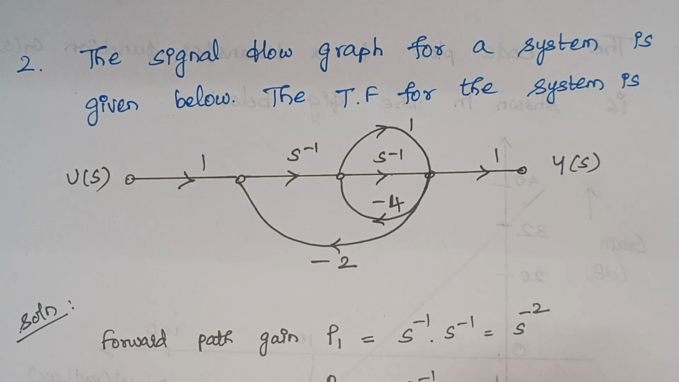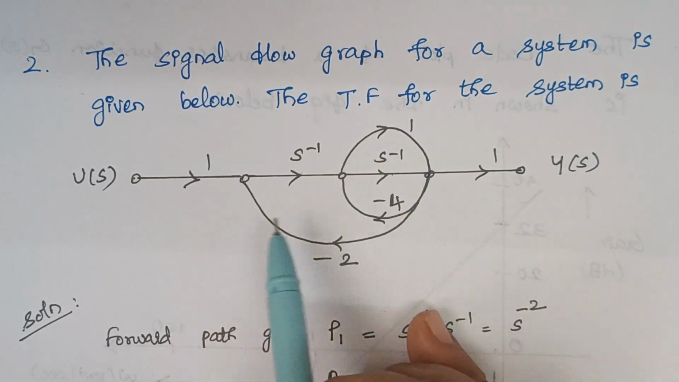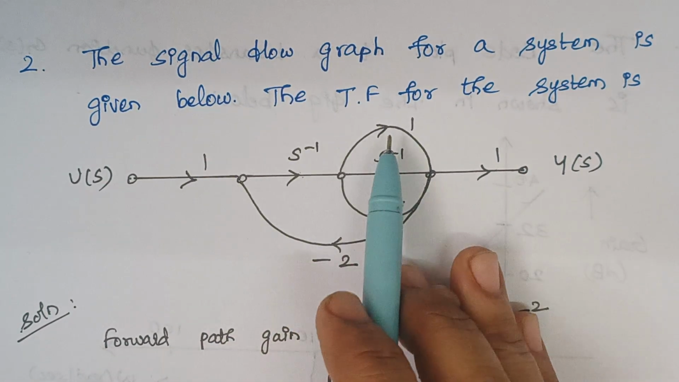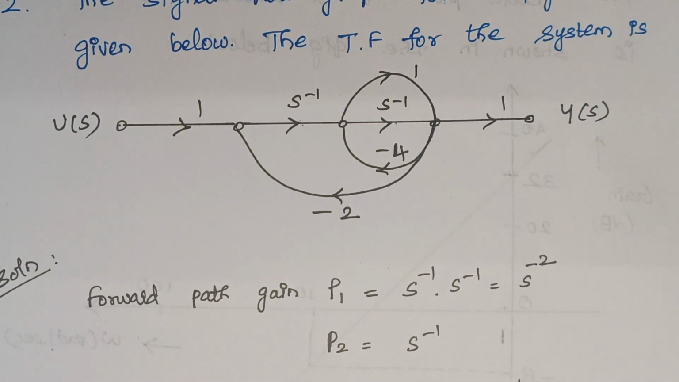And when you go for the second forward path, okay, this is your second forward path. So 1 into s to the power minus 1 into 1 into 1. So that gives s to the power minus 1. Right. Then the next step is we have to look for the loop gains.